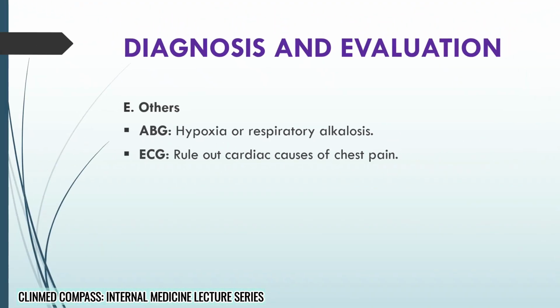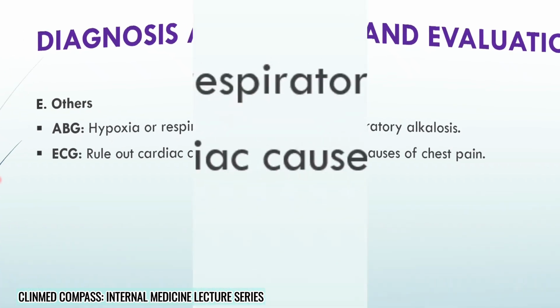Other helpful investigations include the arterial blood gases, which may show hypoxia or respiratory alkalosis. The ECG is also important. It helps to rule out cardiac causes of chest pain.